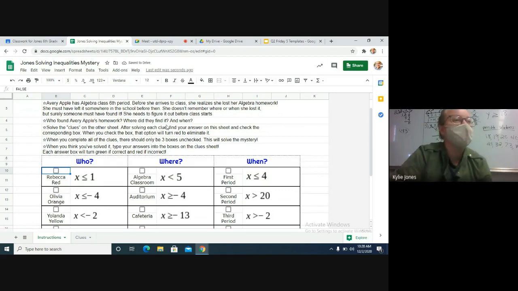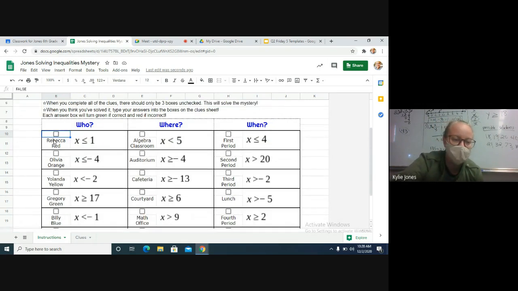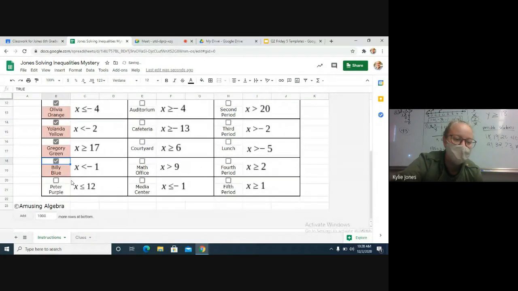When you're done solving all of them, the answers are going to be the unchecked boxes. So let's say that we discover all the who's. We say Rebecca red, Olivia orange, Yolanda yellow, Gregory green, Billy blue. Oh, and we're left with Peter purple. That means that Peter purple found the homework. Okay? So you're checking the ones that are wrong to find the correct answer left.